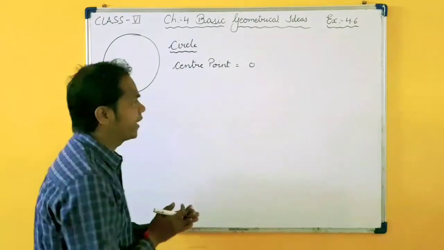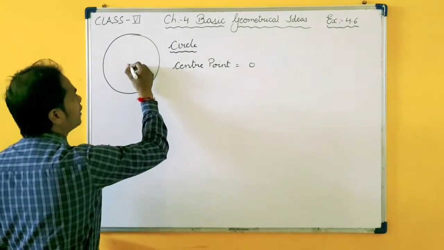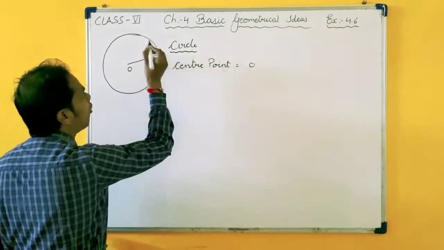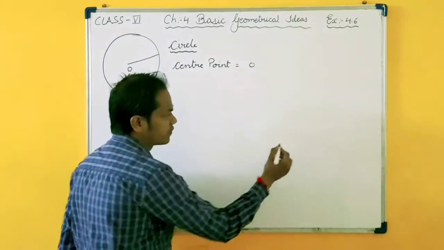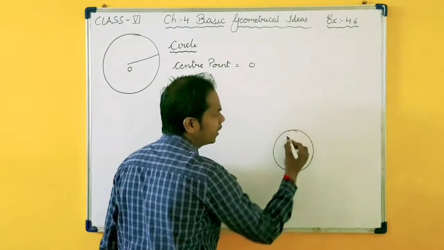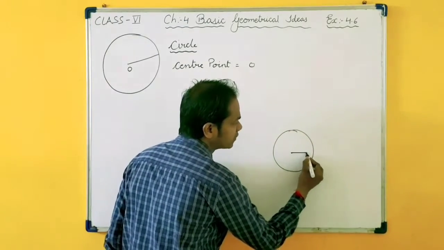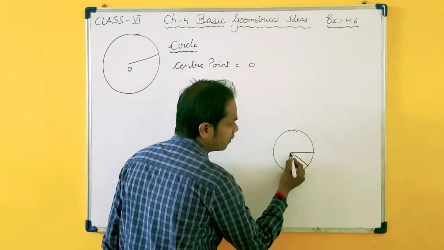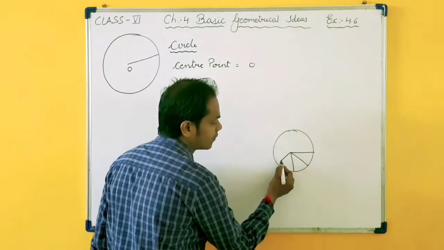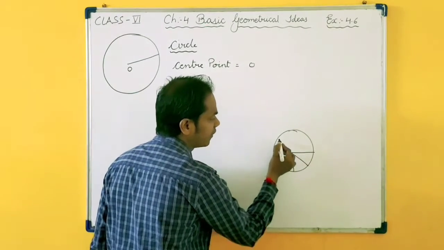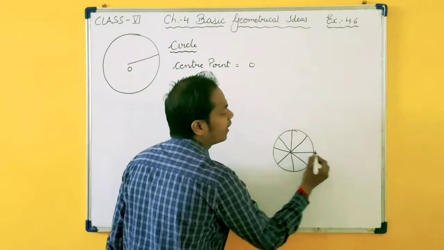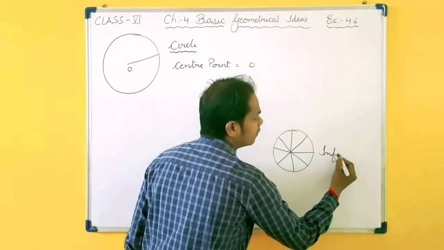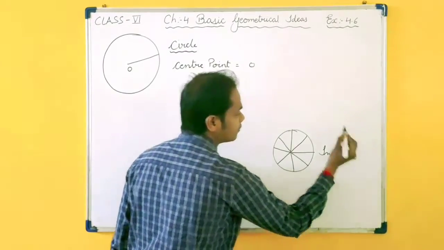Next, a line from the center point to the boundary of the circle. Any line from the center of the circle to the boundary of the circle, all are called radius. So how many radius can you make in a circle? Infinite radius can you make in a circle.